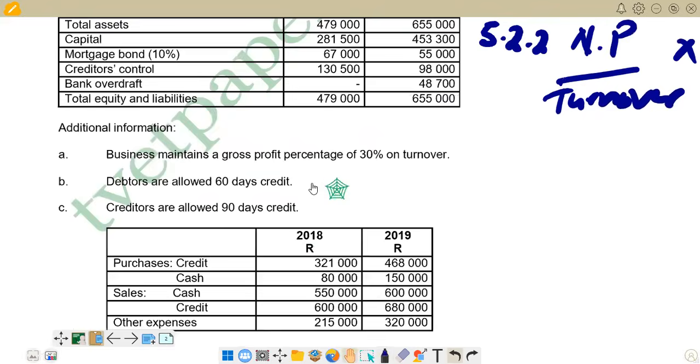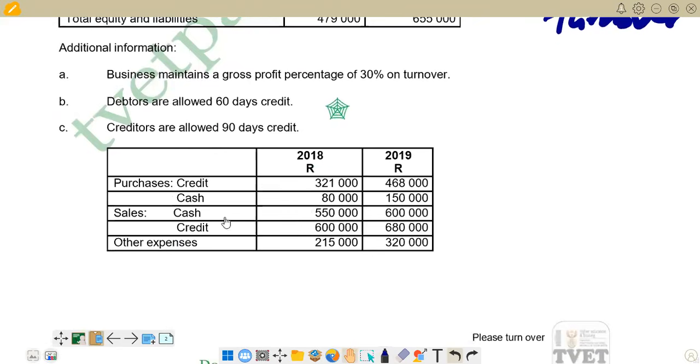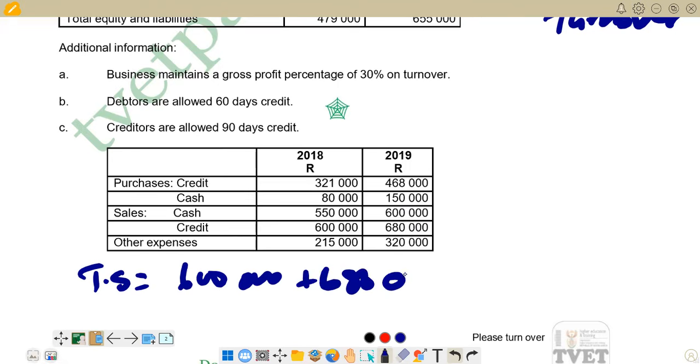If you go to the balances that we are given, we have sales here: cash sales and credit sales. To get the total figure for sales, we add 600,000 plus 680,000. This is now the figure for total sales, 600,000, and then we add 680,000. If you add the two correctly, you are going to get 1,280,000. So this is the figure that we have for our turnover. Remember, our turnover is the denominator there.